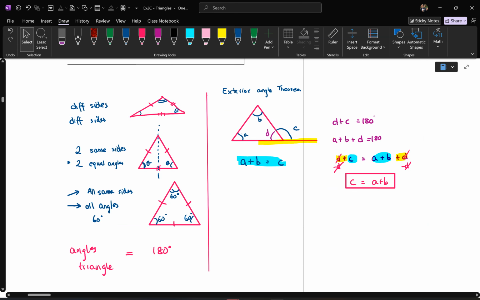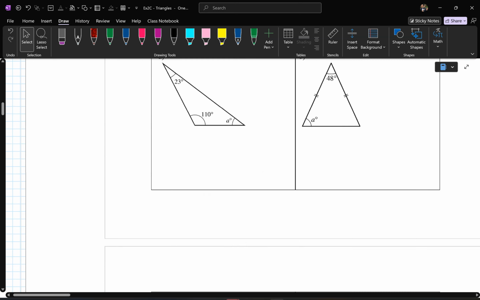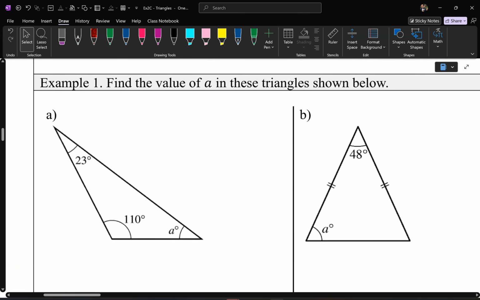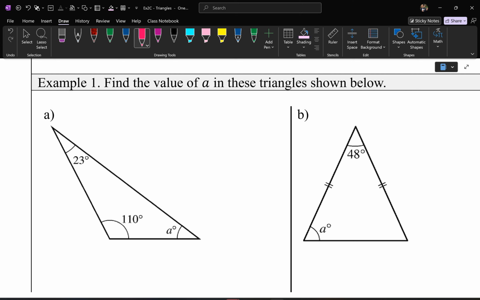So that's a recap of what we did on Friday last week. Or it was Monday. I think it was Friday last week. So let's go back to your notes. Let's go back to the first page. Example 1. Let's fill this in. Example 1. I've got a triangle.